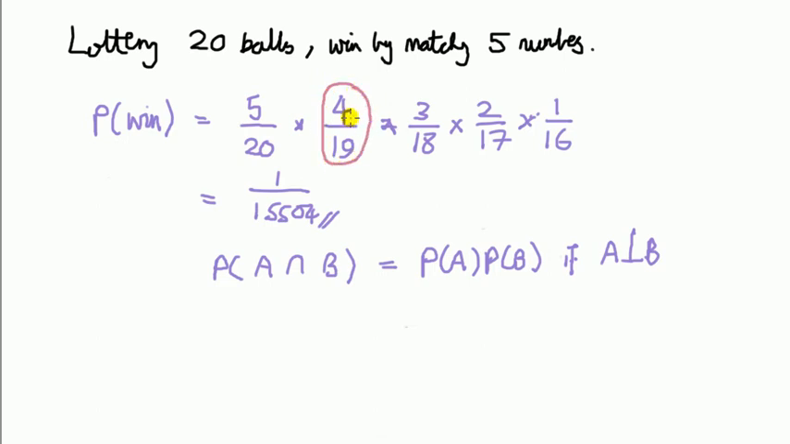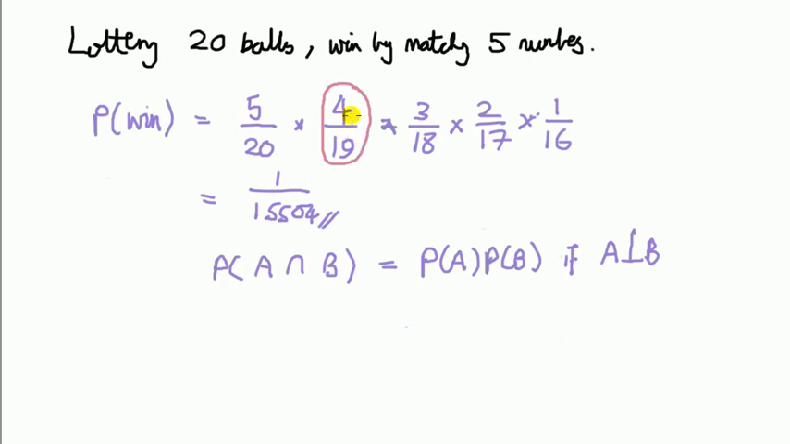Let's look at this expression. It is saying that the probability of a win is the probability the first ball is a winning ball, and the second ball is a winning ball, and the third ball is a winning ball, and the fourth ball is a winning ball, and the fifth ball is a winning ball, and you've multiplied probabilities. So you're assuming that the events are independent.